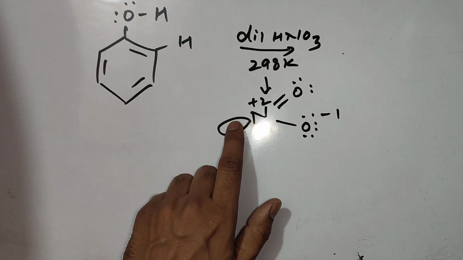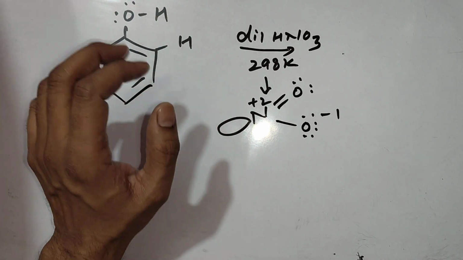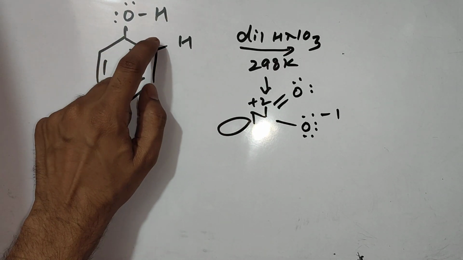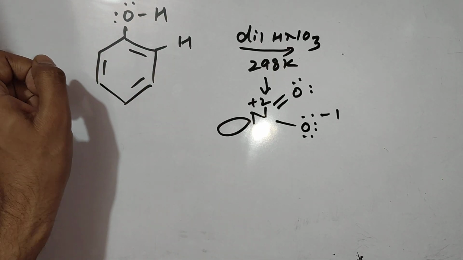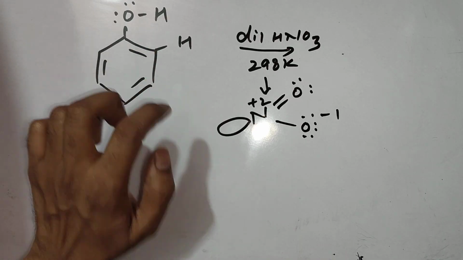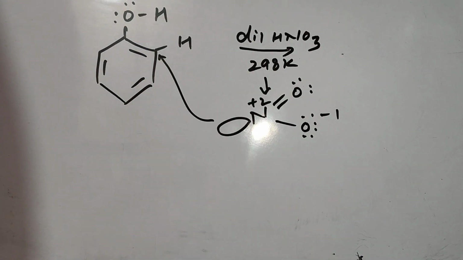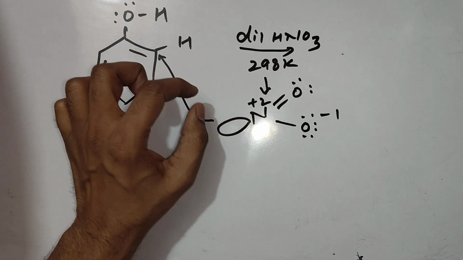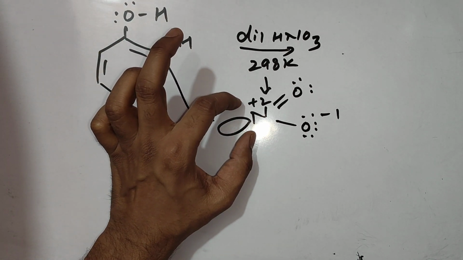Where will it get electrons? The benzene ring of phenol is the best source for electrons. And which positions? Ortho and para positions. Reasons I have already discussed with you. So here I am going to attack this nitronium electrophile on an ortho position. This one. This nitrogen wants to make a bond with this carbon, but it doesn't have electrons for the bond formation.